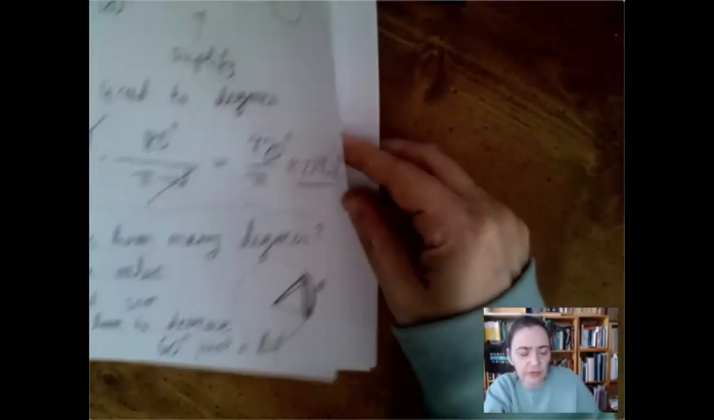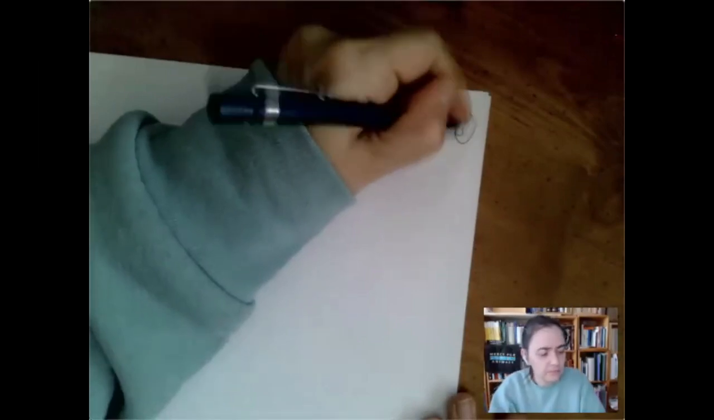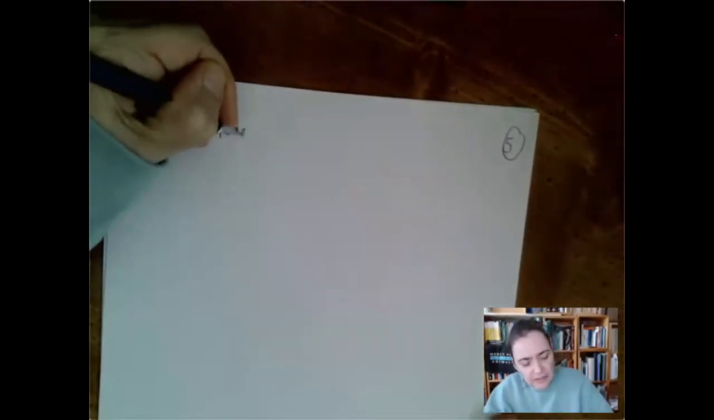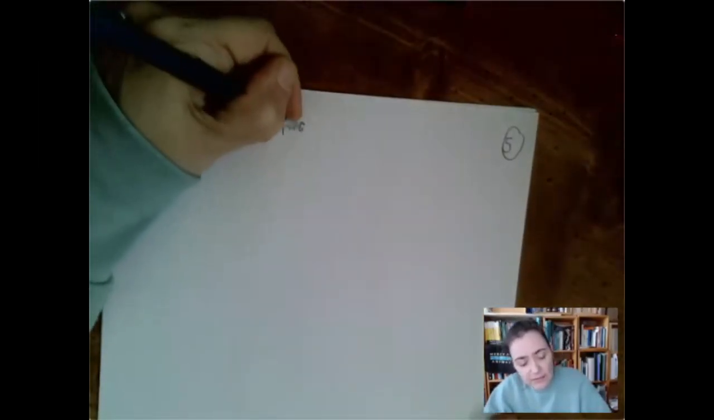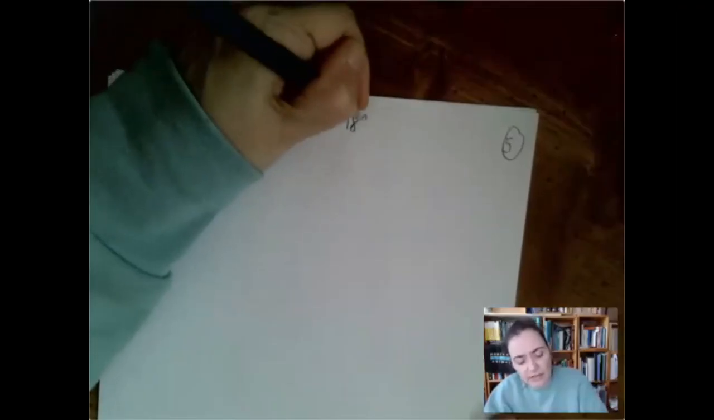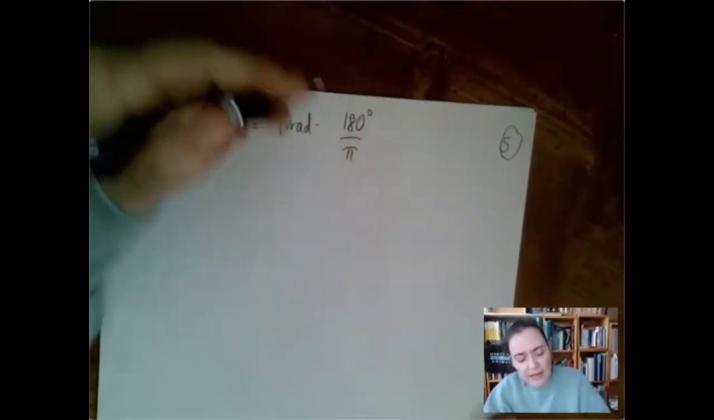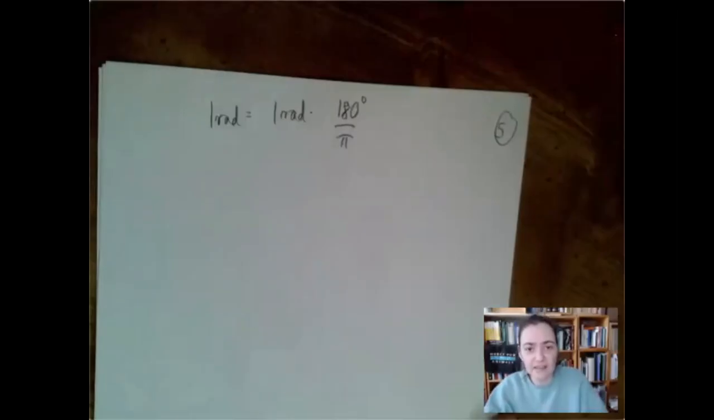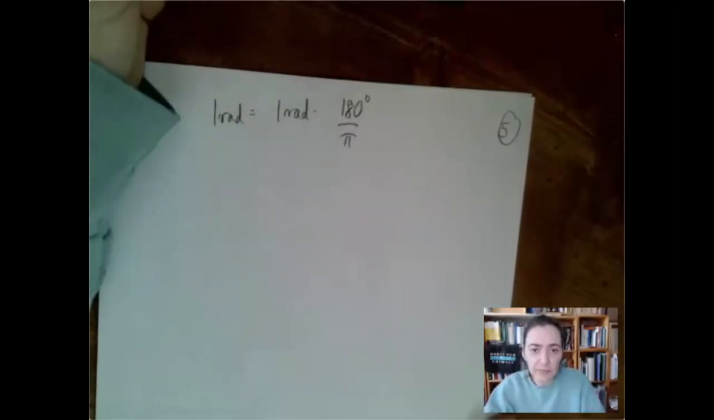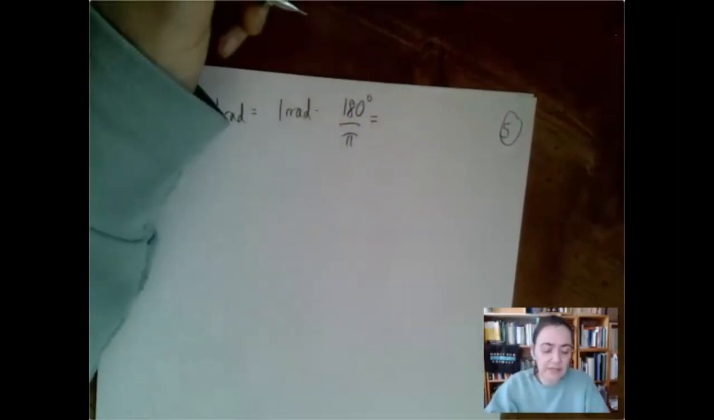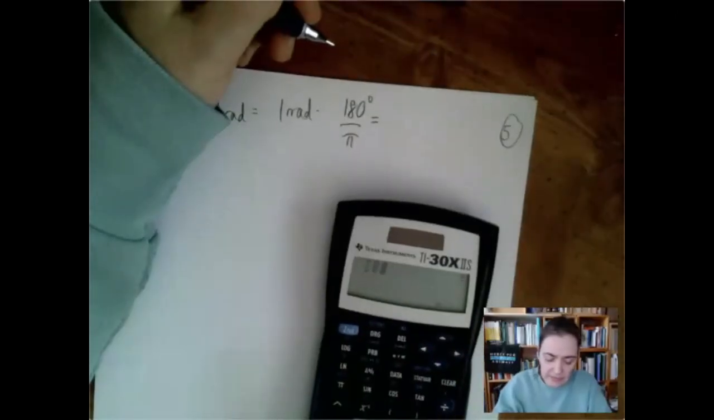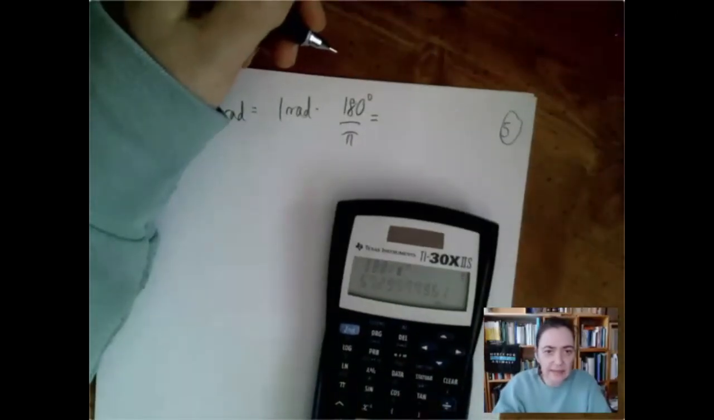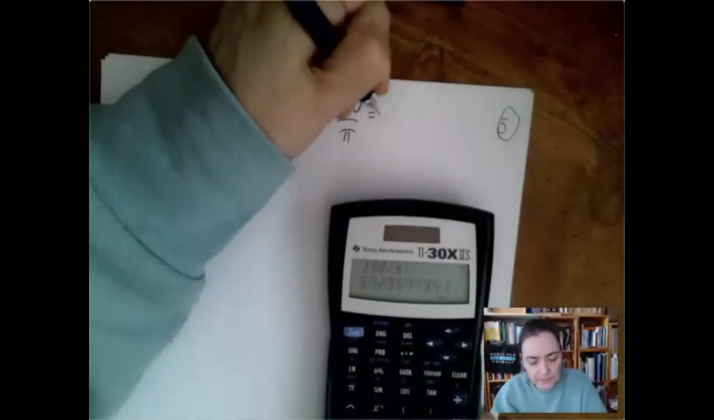And that's a good fact to keep in mind, that 1 radian is 1 radian times 180 degrees divided by pi. Now, pi is 3 and change. If it was exactly 3, this would be 60, right? But pi is a little bit more than 3. So 180 divided by pi, that is your 57 and change.